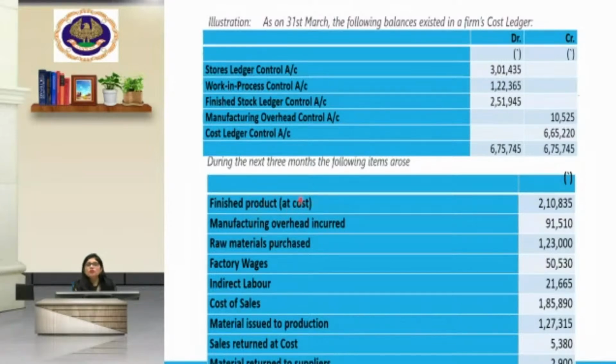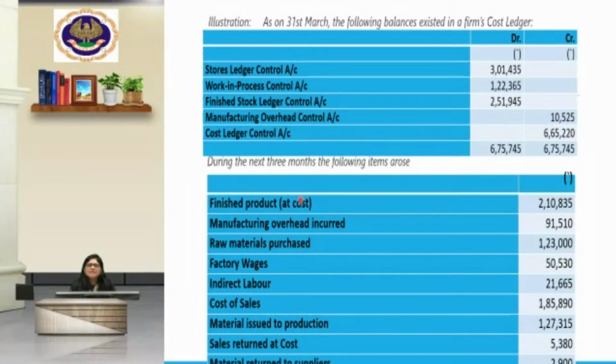Finished product at cost means which account has the output? Which account produces cost of goods manufactured? We have all the accounts. I'm just numbering the accounts for you. We make the stores ledger. We make the wages control account. We make the WIP account. We make the finished goods control account. We make the cost of sales account. We make the three overheads accounts: production overhead, admin overhead, selling and distribution overhead, and of course the cost ledger control account. So finished product at cost.